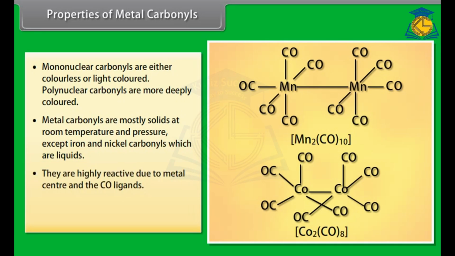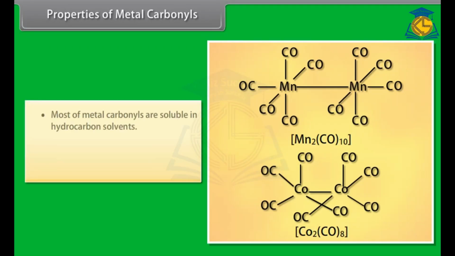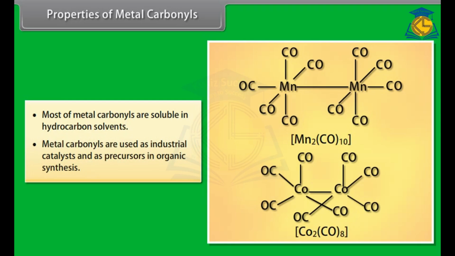They are highly reactive due to metal center and the CO ligands. The mononuclear carbonyls are volatile and toxic. Most of metal carbonyls are soluble in hydrocarbon solvents. Metal carbonyls are used as industrial catalysts and as precursors in organic synthesis.